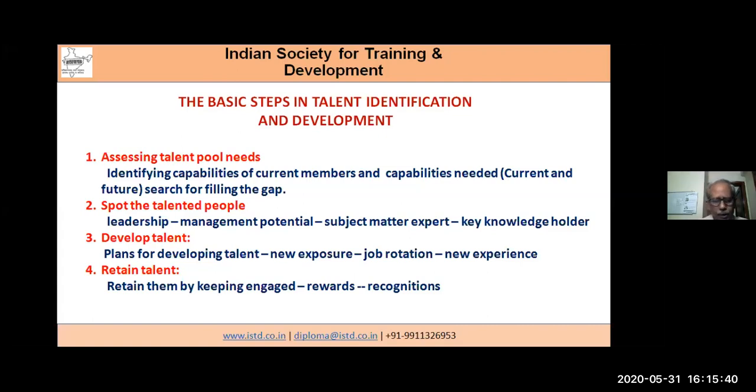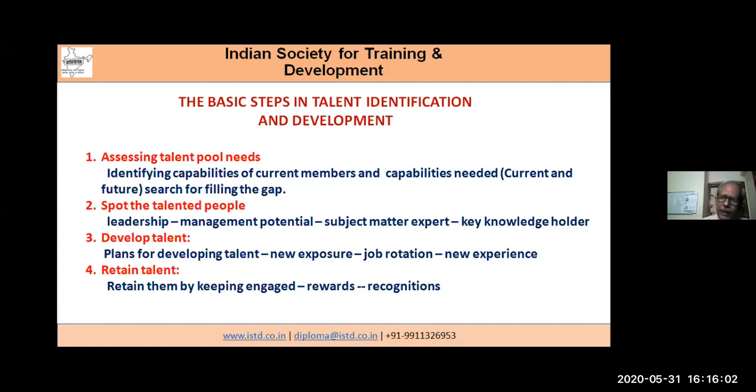And of course, it is always said that in any talent management process, retaining them is important. Retainment is a very, very important issue, right? And how can we retain them? I think earlier also you have talked about in detail that for retaining people, we have to keep them engaged in the organization. Engaged in terms of giving them satisfaction in the organization.